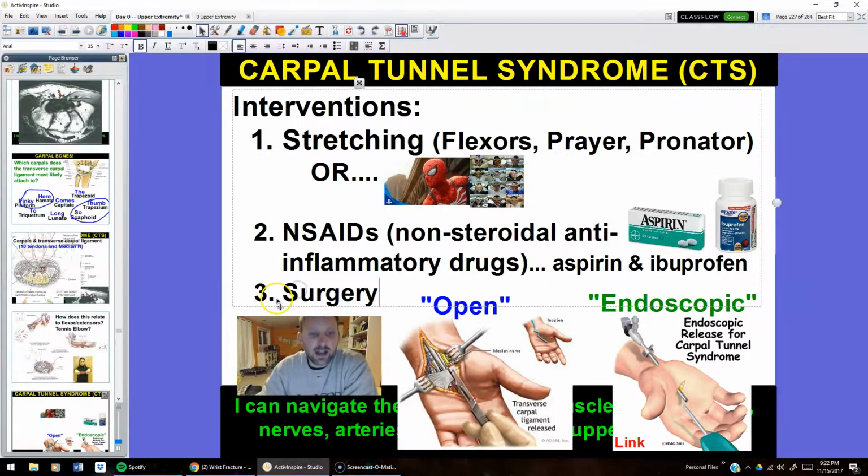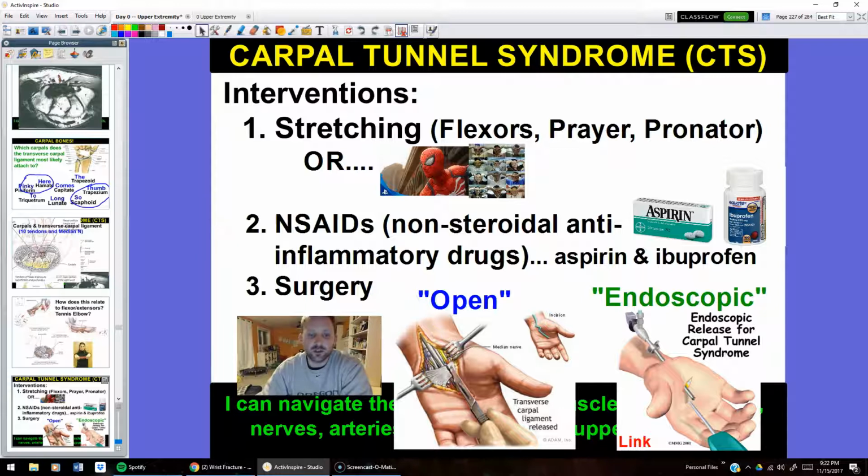And then the third type, guys, is surgery. So let's say this person, these non-invasive methods aren't working. So eventually you conclude that surgery is the next best option. You can have an open surgery or an endoscopic surgery, and the endoscopic is the least invasive, because if you guys can see these two pictures, the open surgery, you make a huge incision and you cut this transverse carpal ligament. The endoscopic, you just make, at the very most, 2 holes, but most commonly it's just 1 hole.